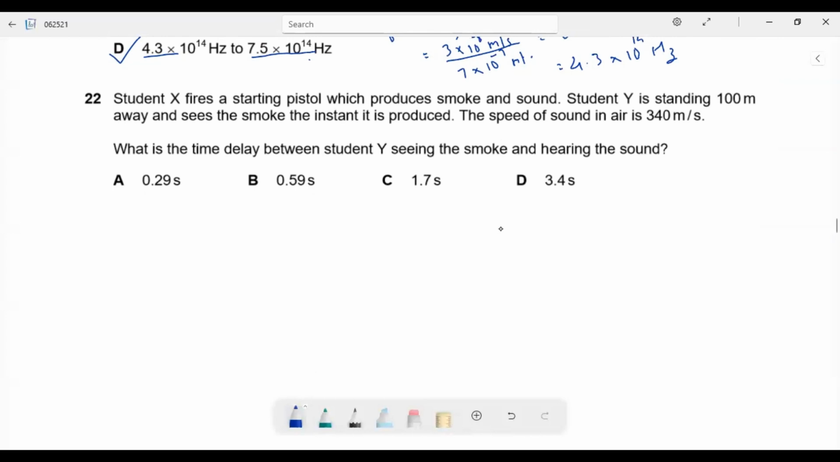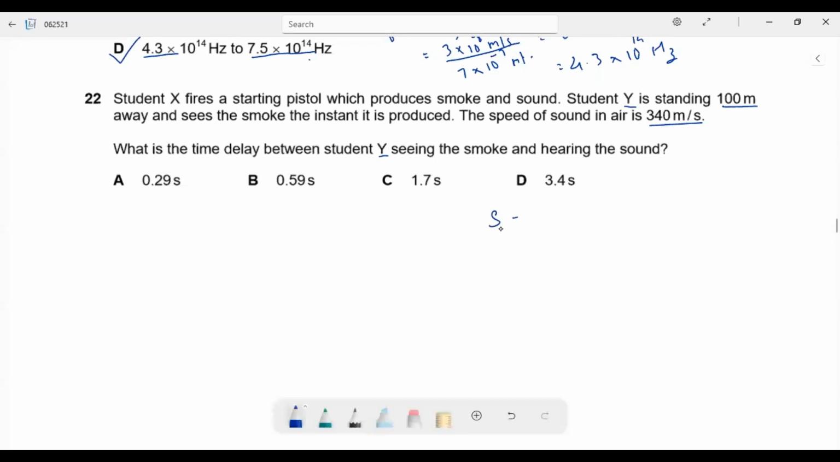Next, student X fires a starting pistol which produces smoke and sound. Student Y is standing 100 meters away and sees the smoke the instant it is produced. The speed of the sound in air is 340 meters per second. What is the time delay between student Y seeing the smoke and hearing the sound?